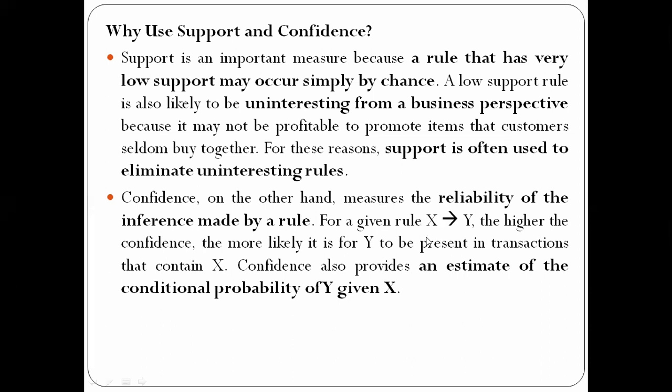If there is a rule which has high confidence, like X implies Y, then it means that both these items are going to appear together in many of the transactions. That is the inference here.